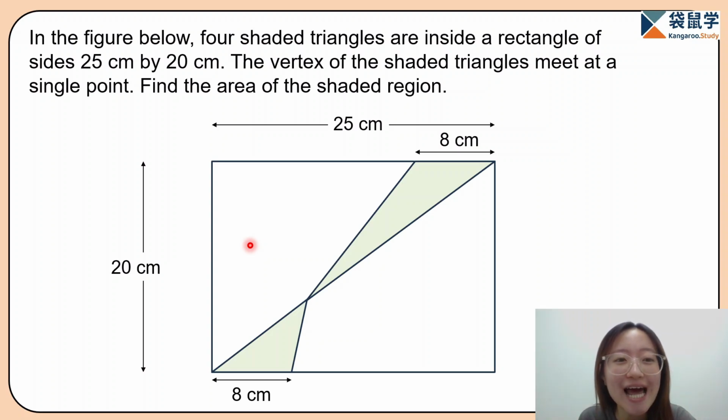Oh, we can see that it has an hourglass shape. We have the base of 8 centimeters, so let's find the height, which is perpendicular to base. Oh, it seems like we don't know this height. Then let's take a look at the other one. It seems like we don't know this as well. But we do know that the sum is 20 centimeters. With this, can we find their areas?